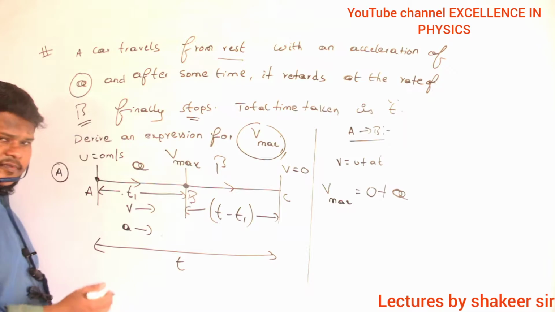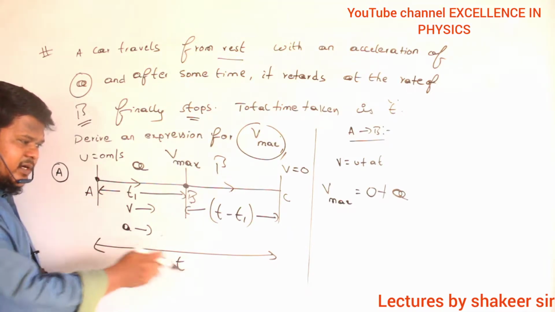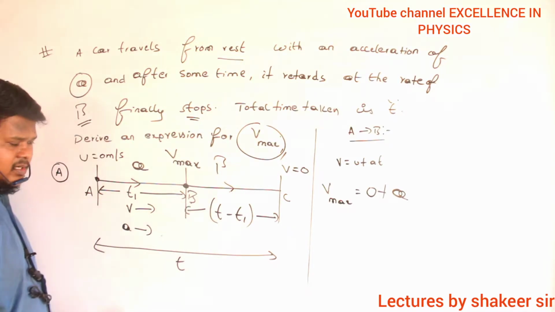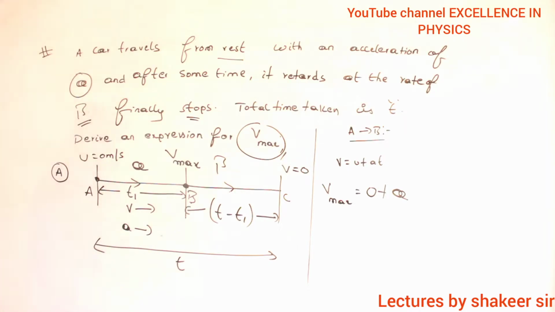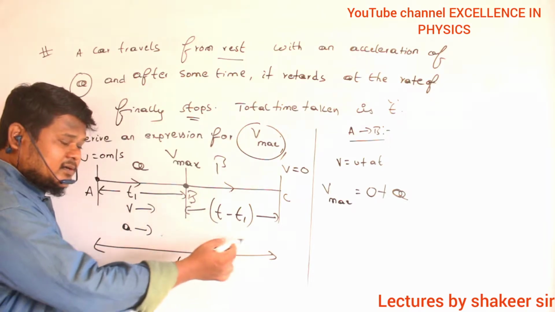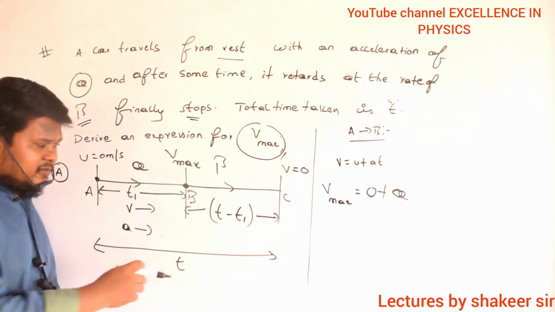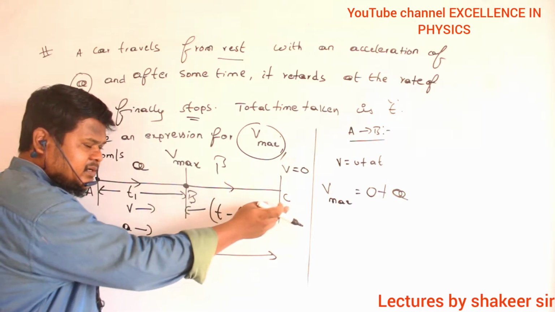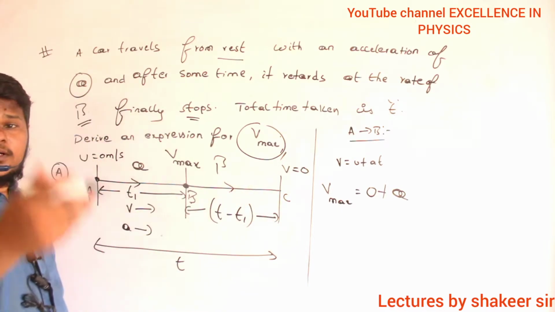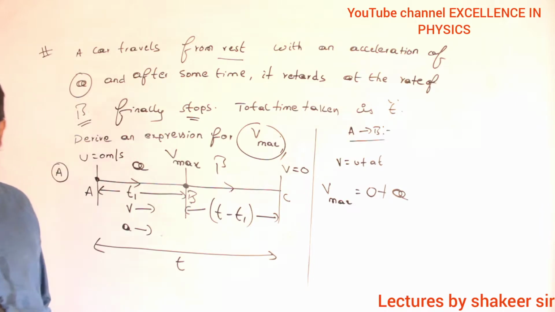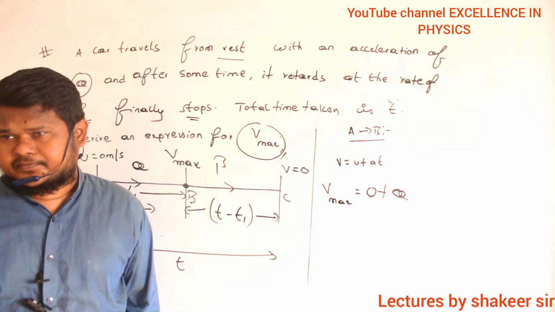Total time t is given definitely. So if I assume this time t1, why am I not able to assume this one as t2? t1 plus t2 is t, no? If I write one more term t2, it becomes one more unknown quantity. If I write the time interval from B to C as t2, it becomes another unknown quantity. If I have one more unknown quantity, I require one more equation.